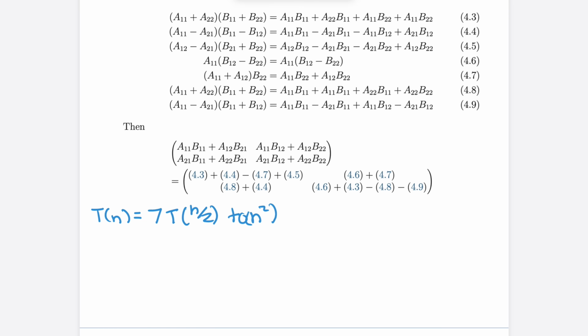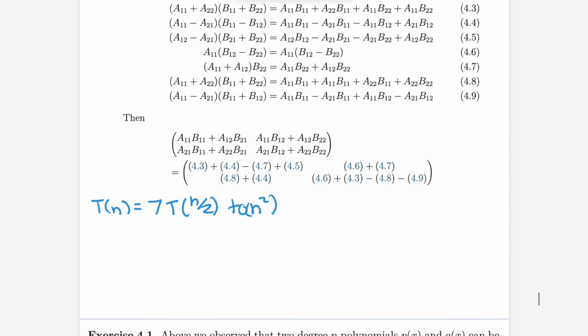So I'll just write one of them. Now, if we do the recurrence tree, I have a problem of size n. Now I can't even draw 7 lines. 7 lines, I hope, of size n over 2. And each of these will break out into some 7 lines of n over 4. And I'll keep going.